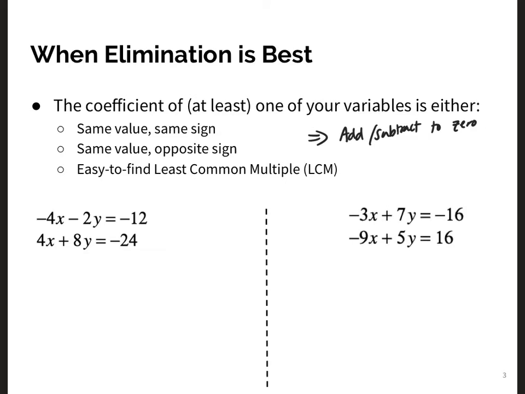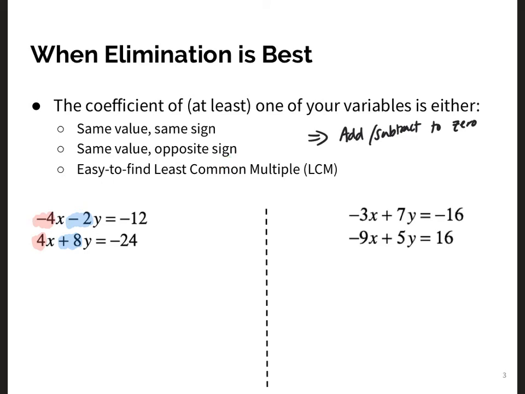So let's look at our first example. When I'm analyzing my coefficients for my variables, I'm going to first analyze my coefficients for x. My coefficient for x in my first equation is -4, and my coefficient for x in my second equation is 4, right? If I analyze my coefficients for my y variables, my coefficient for y in my first equation is -2, and my coefficient for y in my second equation is +8. Now, if I look at my coefficients for x again, I see that they're the same value, but opposite signs. So that fulfills my second characteristic of when elimination would be best, right?